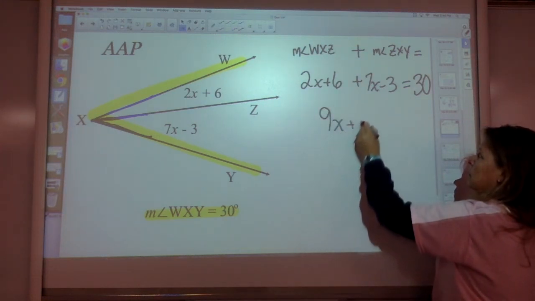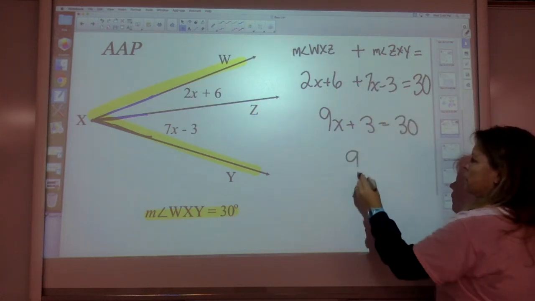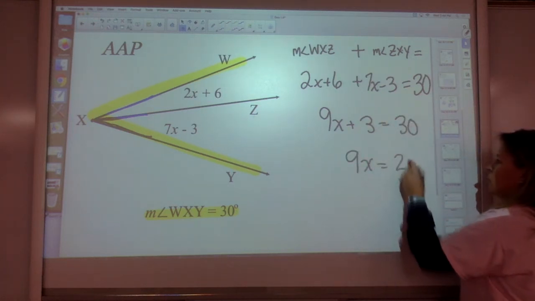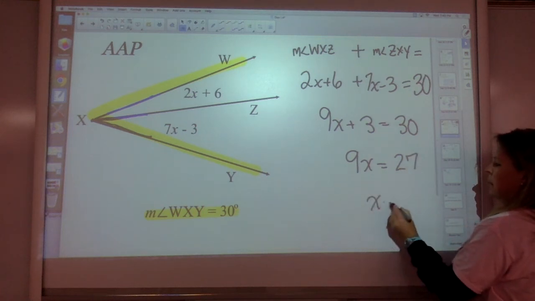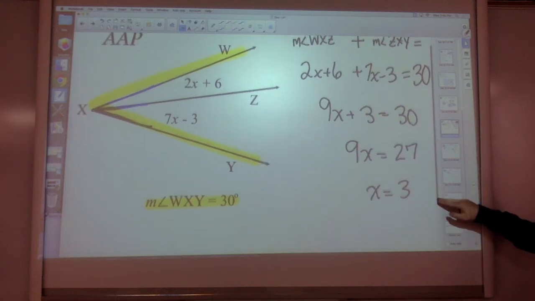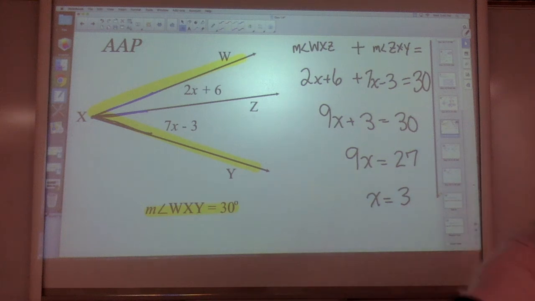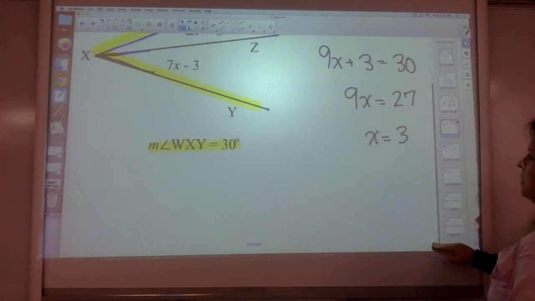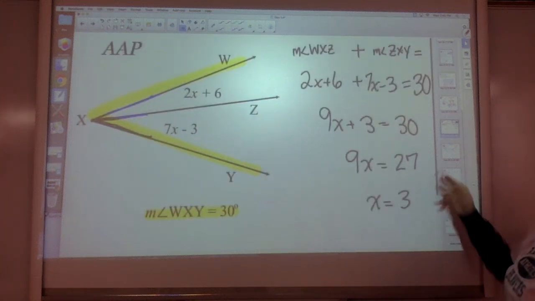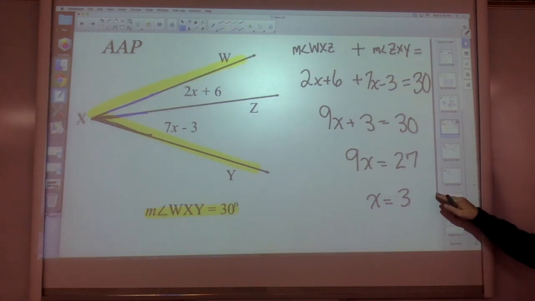9x adding like terms plus 3 equals 30. Subtract 3 from both sides. 9x equals 27. Divide by 9 on both sides. X equals 3. Go ahead and show your work. X equals 3. There's an algebra problem again. All you did was answer the algebra. Depends on what the question asks. Is the question asking for x, or is the question asking for the measure of the angles?